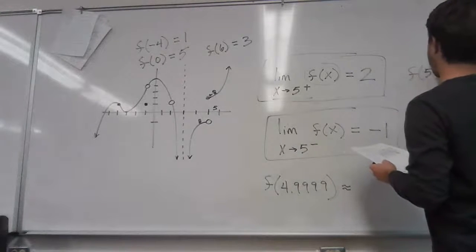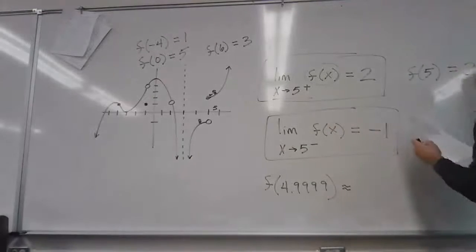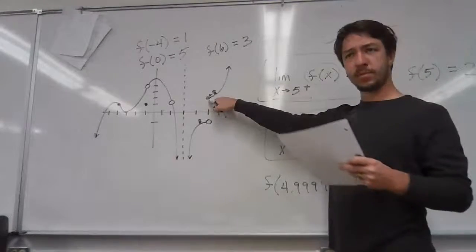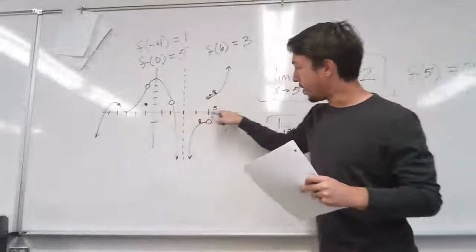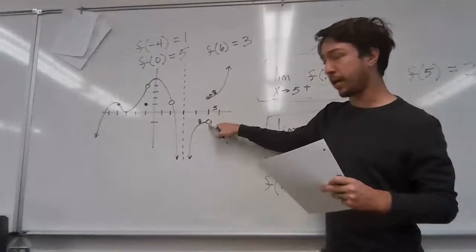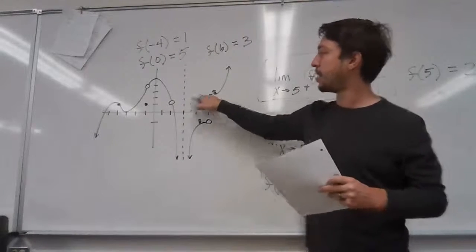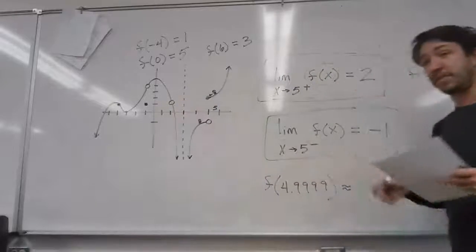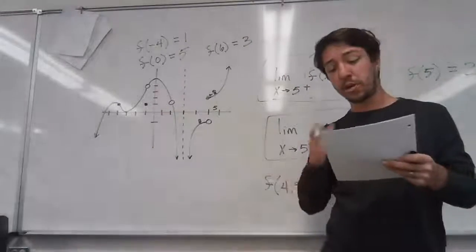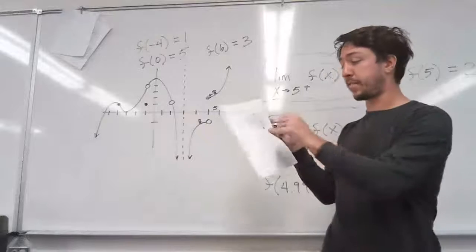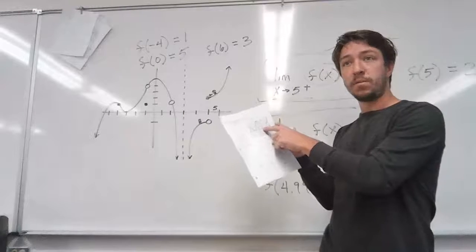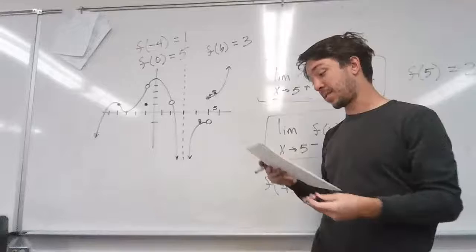We got that a second ago. f of 5 is actually 2 because there's a solid dot there. When you go over to 5, you say, well, there's a hole down there, so that's not where I go. I go up and look at that solid dot. There's my y value, 2. If there's no solid dot to look at, like in the case of f of 2, there's just a hole there, then you just have does not exist.